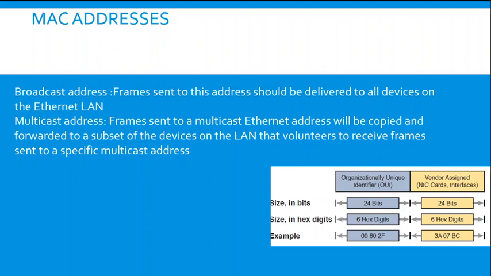As you can see from the illustration, we have sizing in bits and sizing in hexadecimal, and an instance there in the illustration, 00602F. F is 15 in decimal, but it can be transmitted in binary as 1111. And of course, we have the vendor assigned 3A07BC, B is 11, and C is 12.